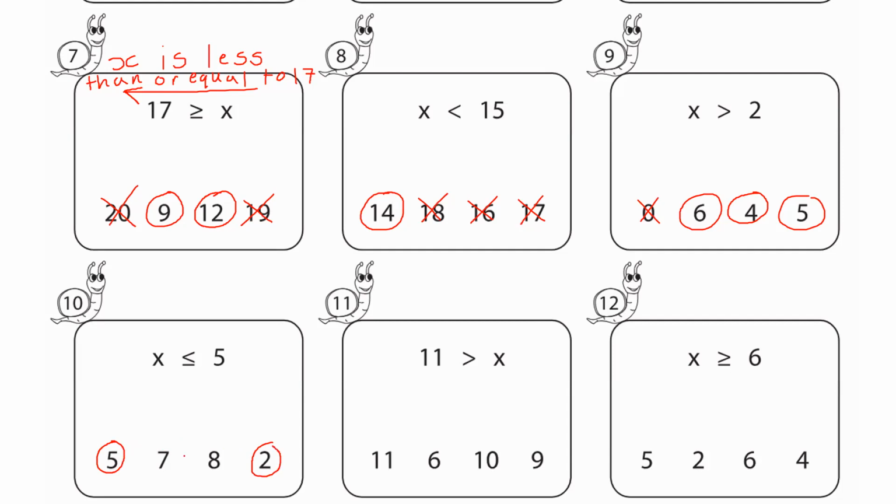What happened to the 7 and the 8? They're greater than 5, so they wouldn't work. 7 is greater than 5, so it doesn't satisfy the inequality. And 8 is greater than 5, so it doesn't satisfy the inequality. So only 5 and 2 work, because for this one it has to be less than or equal to 5.